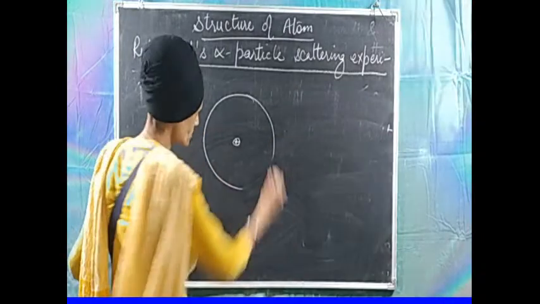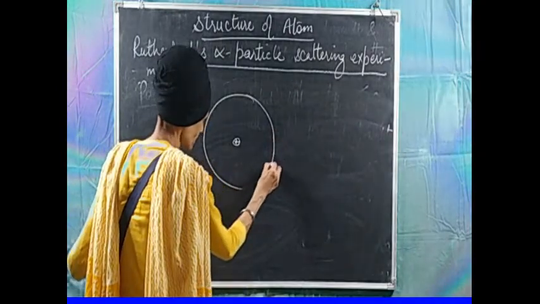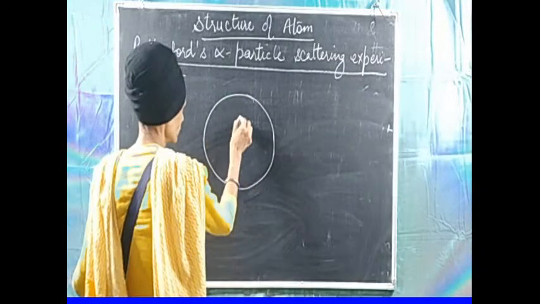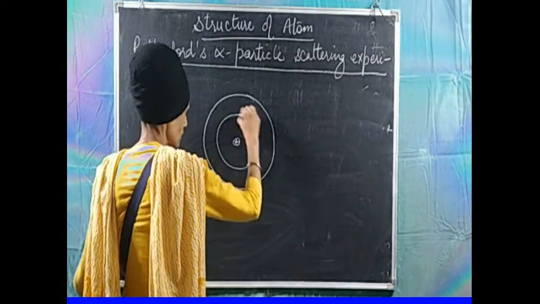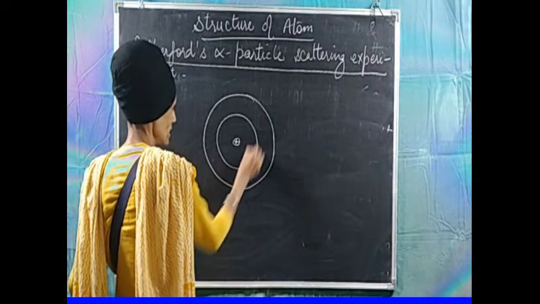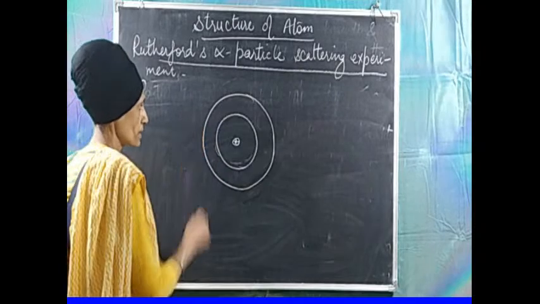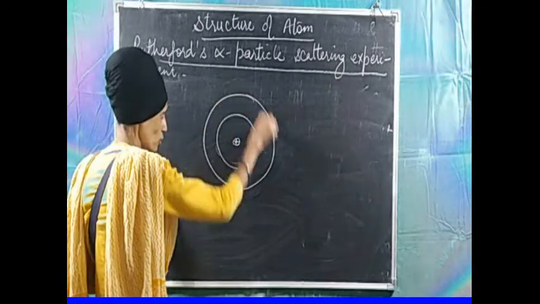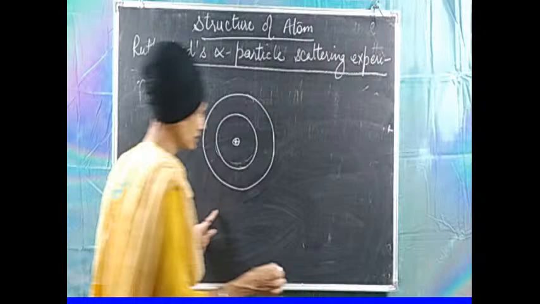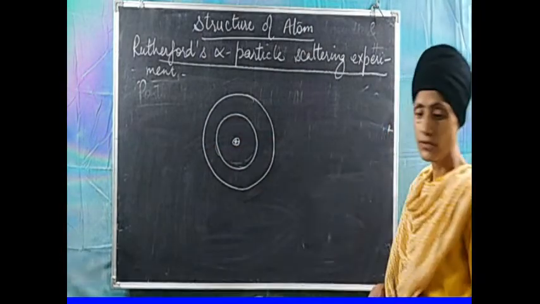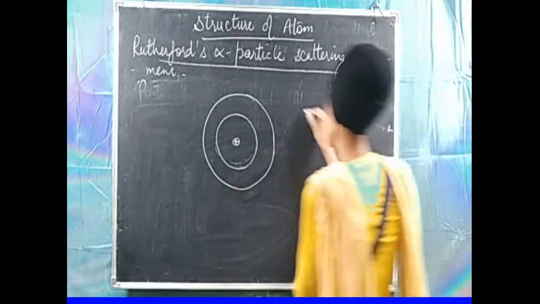So whenever a charged particle is getting accelerated, because according to Rutherford it was assumed that electrons are revolving in well-defined orbits. Here the electrons are revolving, and an electron is a charged particle. When it is revolving in circular orbits, it is getting accelerated, and when charged particles get accelerated, they radiate energy.